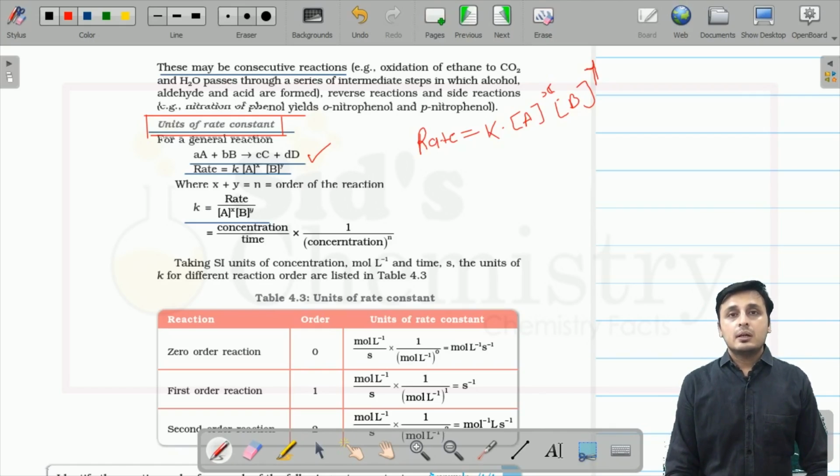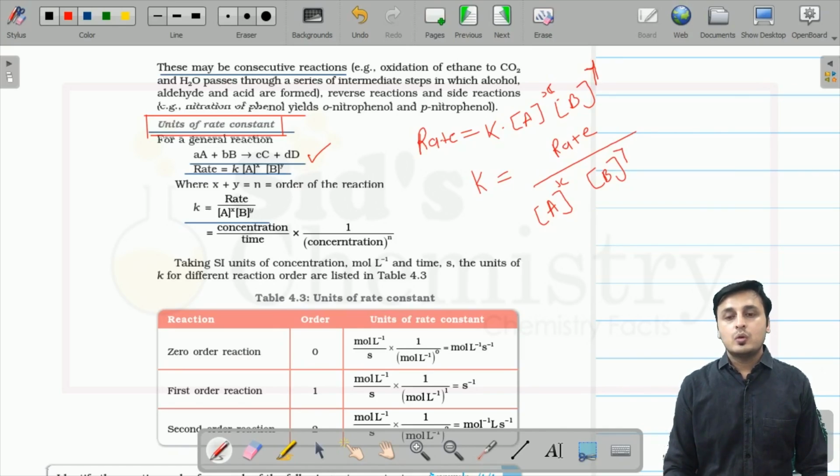Now if we want to find the units of k, we have to make a formula for k. So we will take k as the subject. So it will be like this: k is equal to rate upon [A] raised to x and [B] raised to y. And by using this formula we can calculate the units of k.